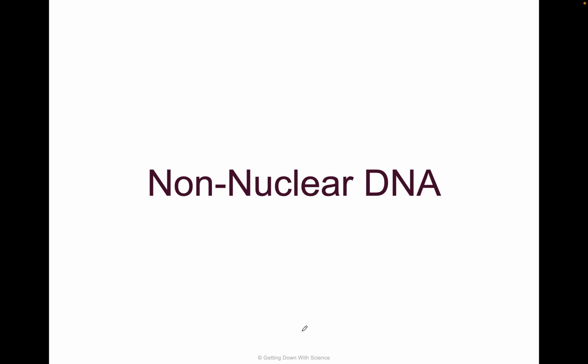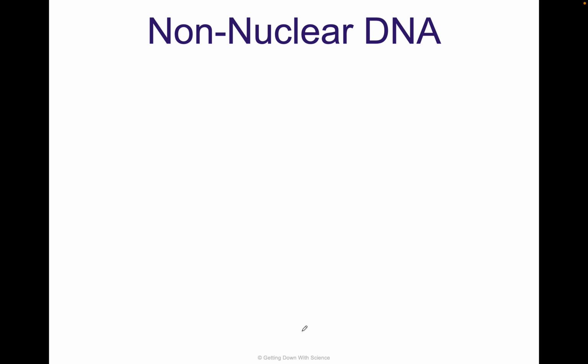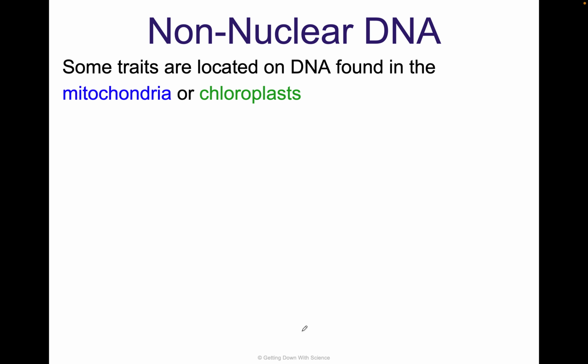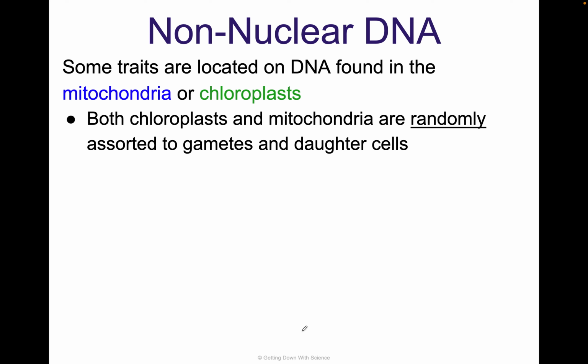Okay, let's talk non-nuclear DNA. So you have your 23 chromosome pairs in the nucleus of all your cells. However, you have a separate set of DNA in your mitochondria. If you're a plant, then you have your non-nuclear DNA in your chloroplasts as well. So some traits are located on this DNA, found in the mitochondria or the chloroplast.